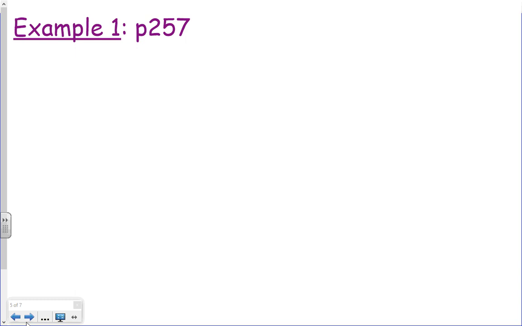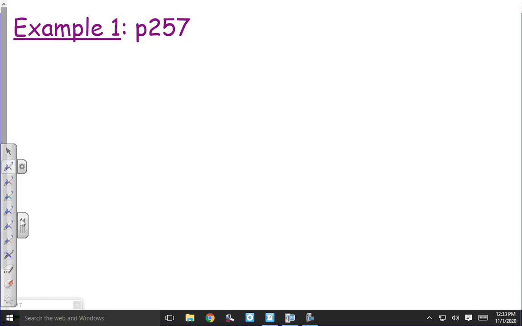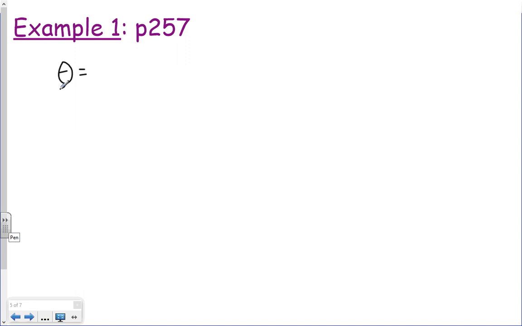All right, let's take a look at a couple of examples here. Look at example 1 there on page 257. It says to draw an angle theta equal to 147 degrees in standard position, and then draw the reference angle. Well, I guess let's first mark down what angle they've given us here. They told us that angle theta is equal to 147.